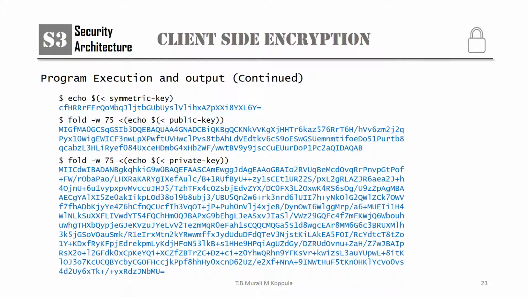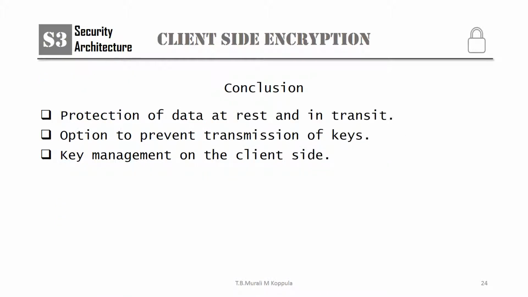I conclude my presentation with these points. Client-side encryption of S3 objects is an important component of S3 security architecture and provides an additional layer of protection to the contents of S3 objects by encrypting them both at rest and in transit. It offers the client flexibility in the method of encryption and the key management. The client has the responsibility of managing the keys.